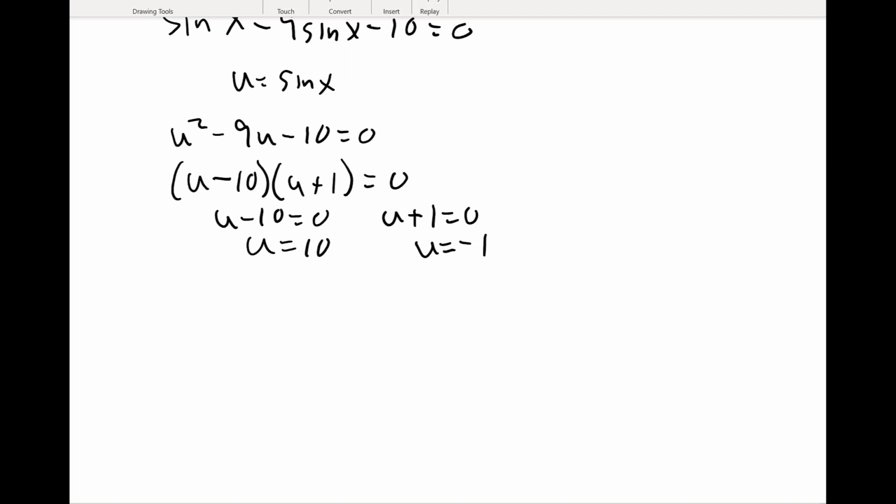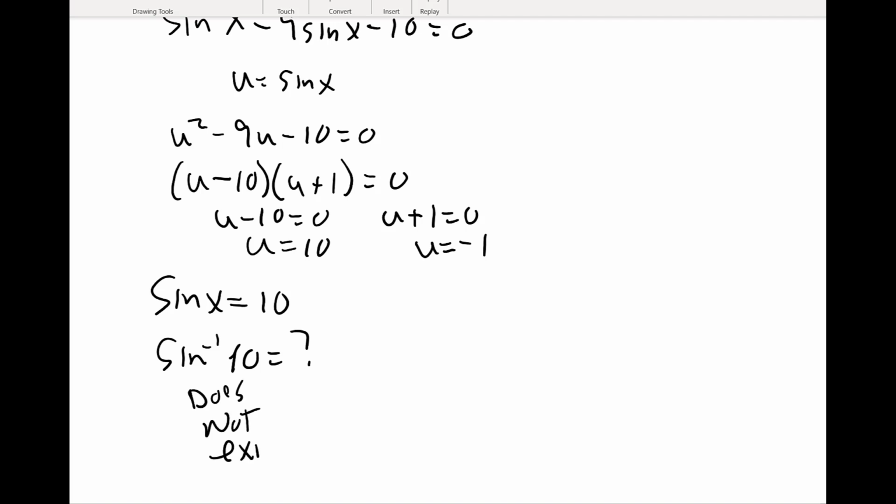But we have to ask what was u. So we say sine of x equals 10. So if I said sine inverse of 10 equals what? Well, that's not possible. Does not exist, because sine can't produce something as big as 10. The most sine can produce is 1, and the smallest sine can produce is negative 1.